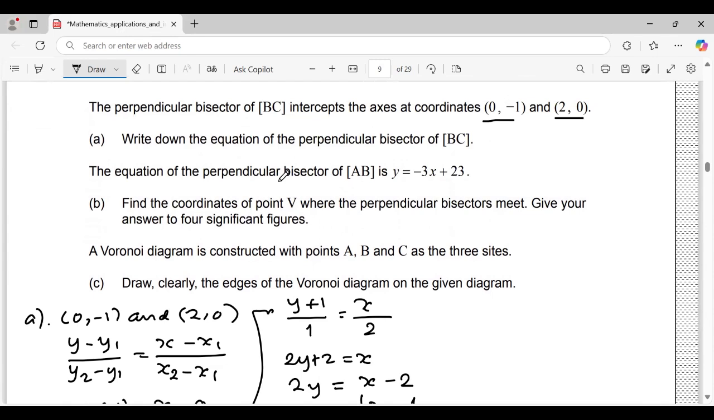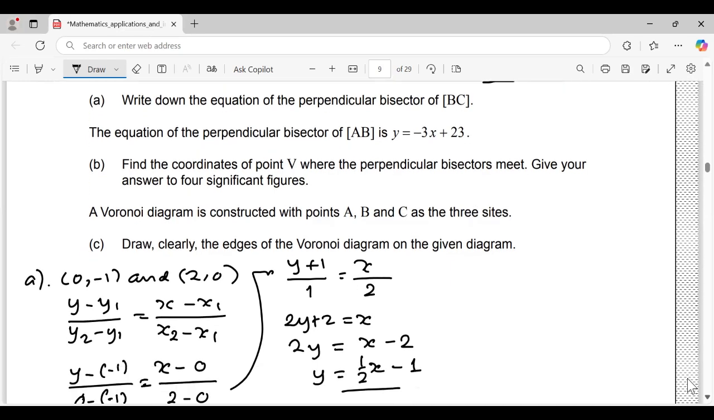The equation of the perpendicular bisector of AB is this one. So there is a perpendicular bisector equation as well: y equals minus 3x plus 23. Find the coordinates of point P where the perpendicular bisectors meet. Give your answer to 4 significant figures, right?